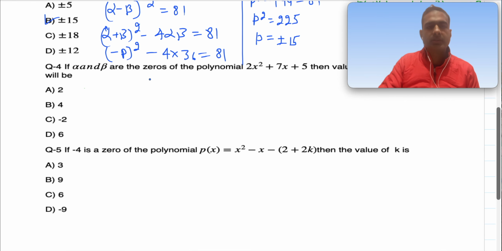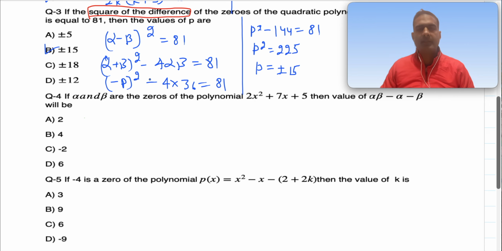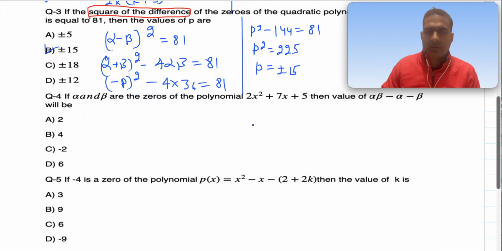So the fourth question is saying, if alpha and beta are the zeros of the polynomial 2x square plus 7x plus 5, then the value of alpha minus beta will be. So as discussed in the previous two questions, we can find out the value of the roots alpha and beta from here by splitting the middle term. But similarly, as we discussed in the previous questions, we can arrange these questions, whatever they are asking, in the terms of what we can find out easily from the equation.